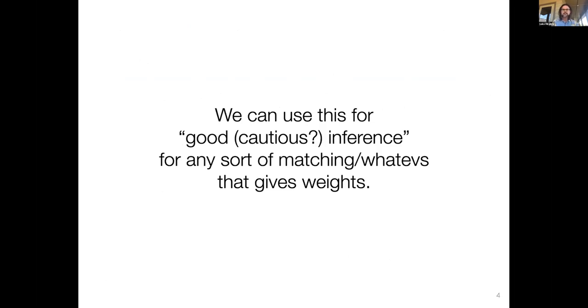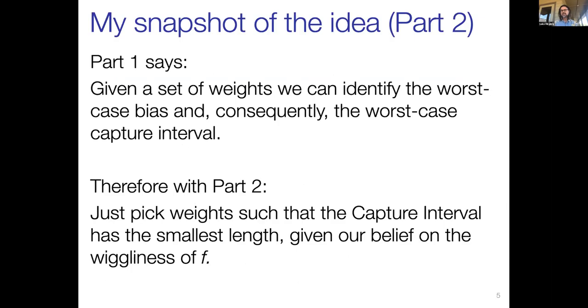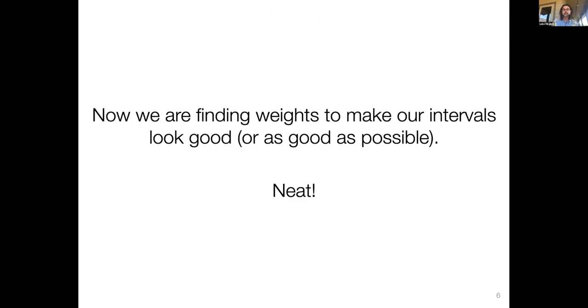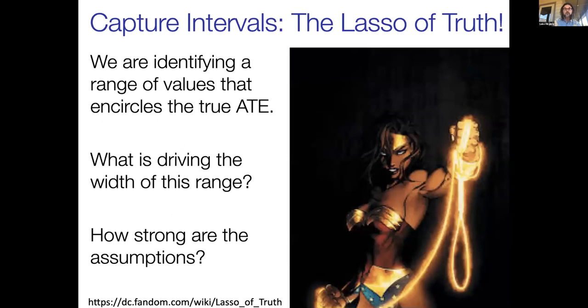And then that gives rise to the second idea, which is the main idea. Given that you have weights that can identify the worst case bias and consequently the worst case capture interval, you say, okay, I want weights that make my worst case capture interval the smallest. So you're going to do this optimization problem to find the weights that make your capture interval the narrowest, and then you're in business. So we're finding weights to make our interval look good. This is actually implementing, in a sense, some sort of matching or observational study evaluation. So I think of this as like we've created the lasso of truth. We're identifying a range of values that encircles the true ATE or CATE. And then the question is, what's driving the width of this range and how strong are these assumptions?